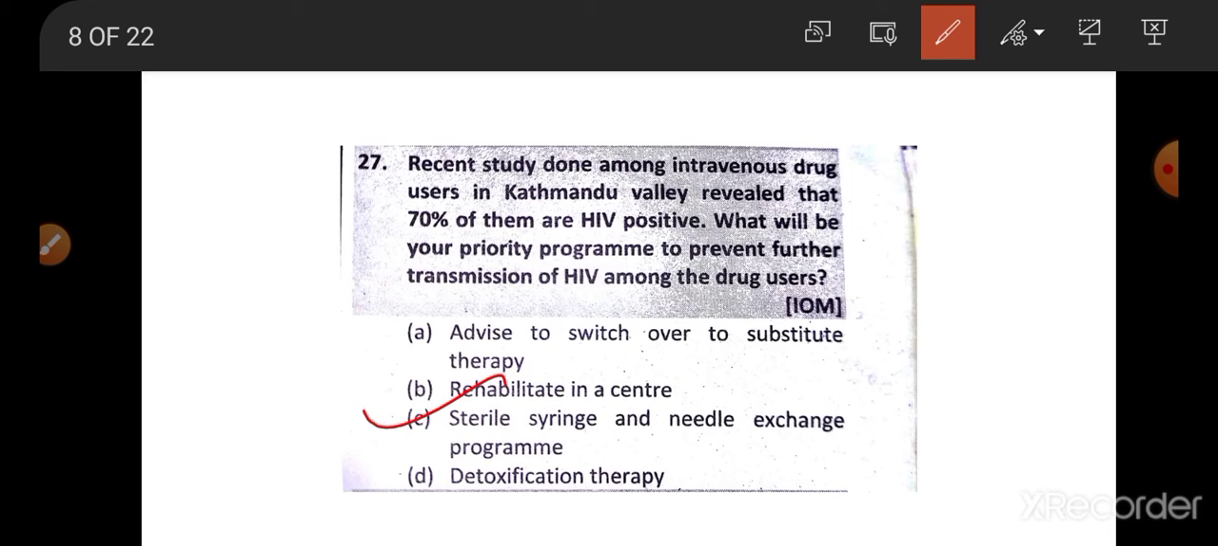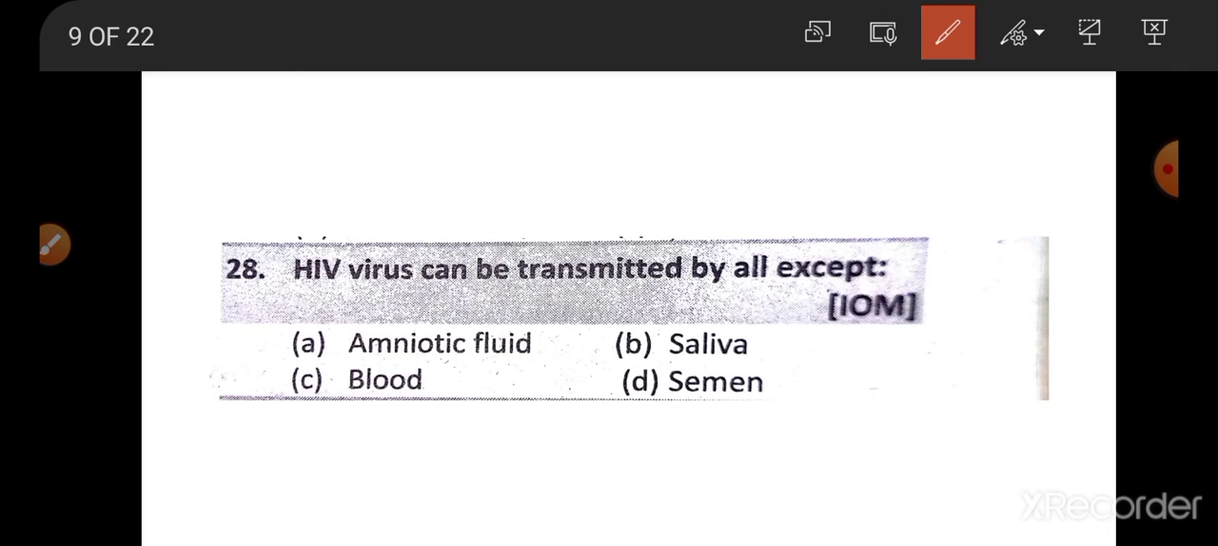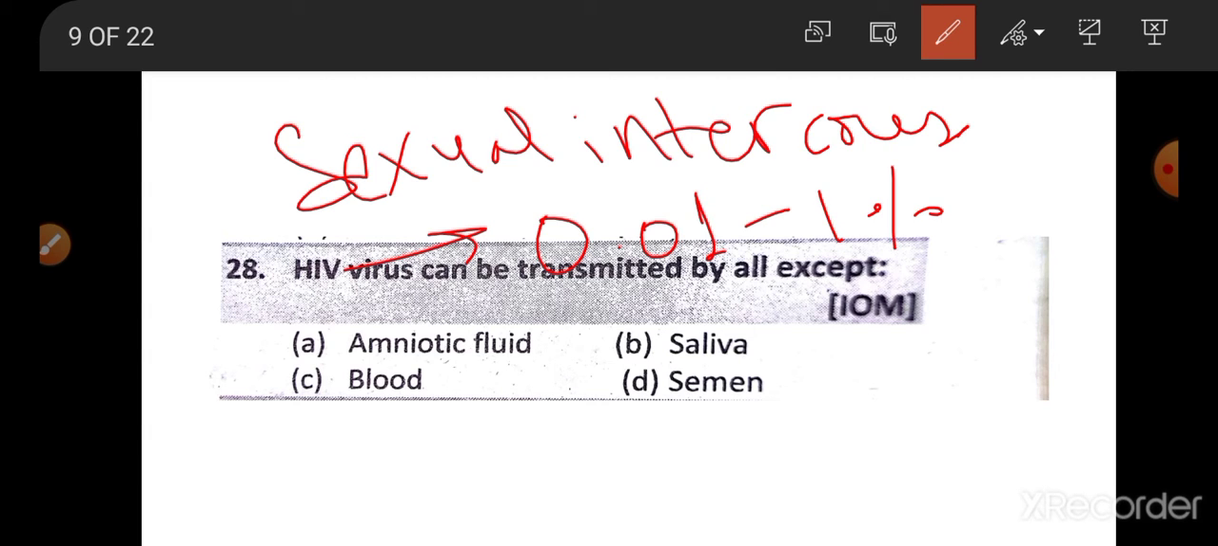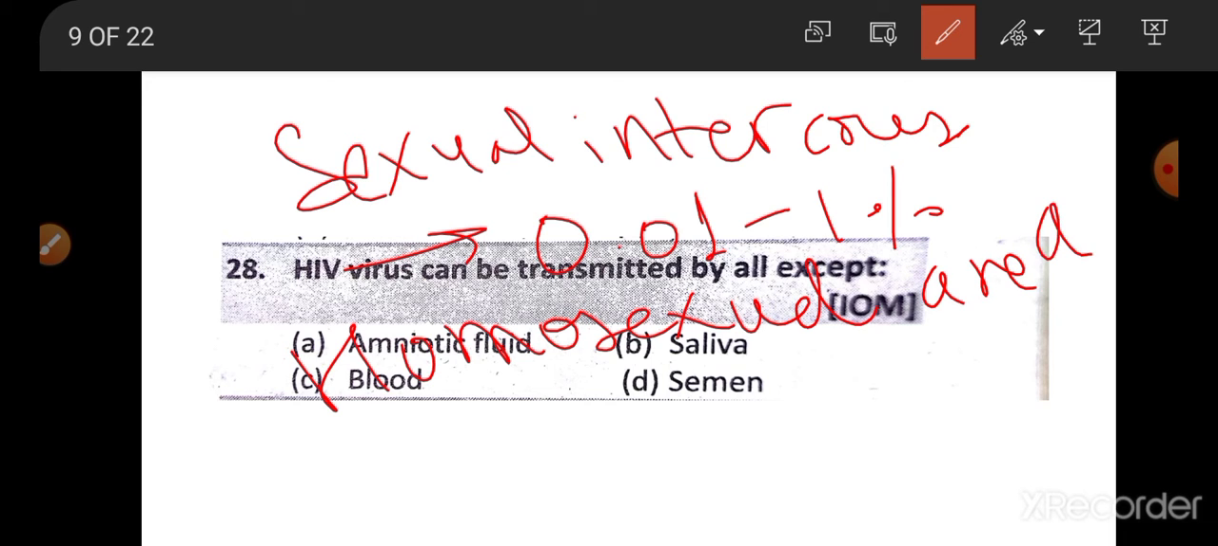Sterile syringe and needle exchange program is the best for controlling further transmission of AIDS. HIV can be transmitted by all except saliva. There are three ways for transmission of HIV. One is sexual intercourse, in which the probability of transmission is 0.01 to 1%. Homosexuals are at higher risk.